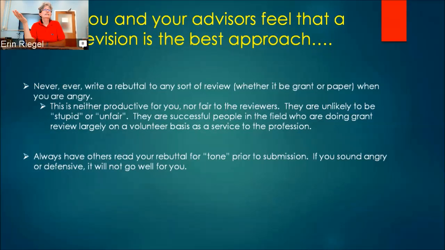knowledgeable people. And if you're volunteering your time, essentially, and somebody basically says that your work is subpar, stupid, or unfair, you're not going to feel very charitable towards them. So that's just human nature. One thing that I would emphasize is that when you write your rebuttal, you really try to keep the anger or sarcasm out of it, but always have other people read that rebuttal for tone. This is really, really important, because you could have internalized that sarcasm to the point that you can't see that you have written a snotty rebuttal. So absolutely look for tone in these things.